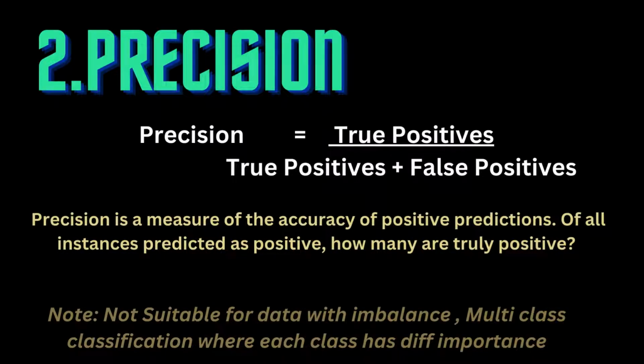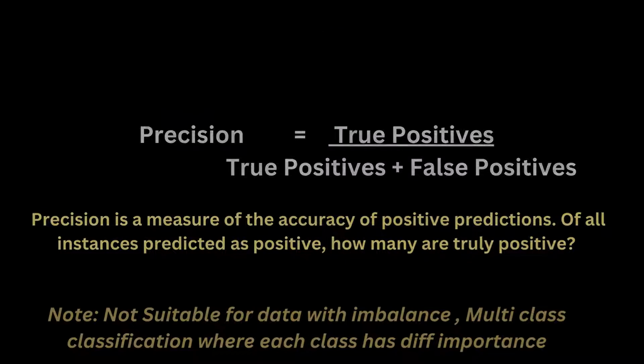The next one is precision. Precision is a measure of the accuracy of positive predictions. So it answers questions like, of all the instances predicted as positive, how many are actually positive? The formula is simple: true positive upon total predicted positive, which is true positive plus false positive.